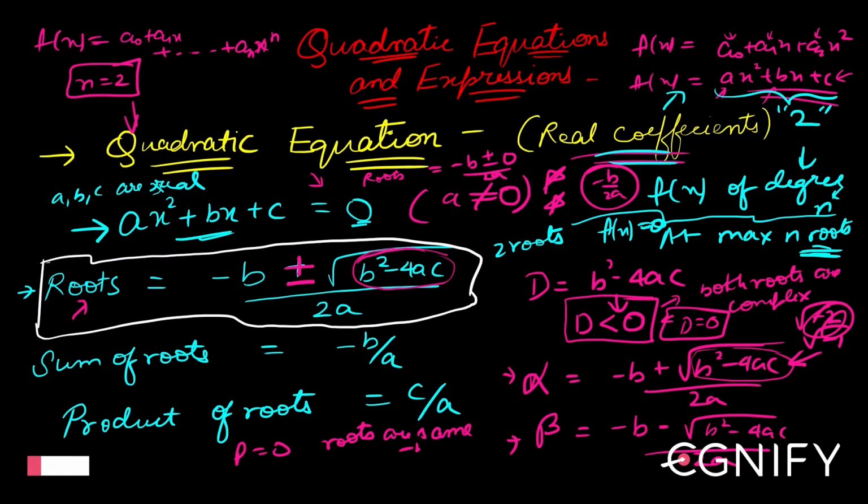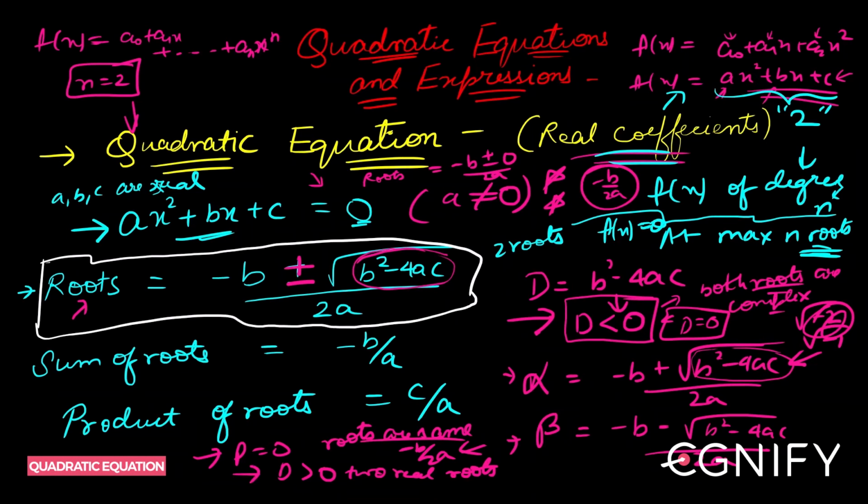And what are the roots? Minus b by 2a, right? If your D is greater than 0, then you have 2 real roots, because this under root positive quantity is a real number. So minus b plus or minus under root positive quantity by 2a. So it's simple. D less than 0, both roots are complex. D equal to 0, both roots are same and they are equal to minus b by 2a. If D is greater than 0, discriminant is greater than 0, then both your roots are real.